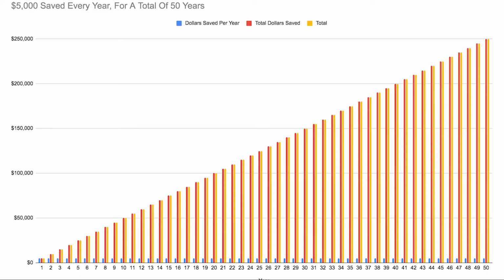So in the first scenario, if you save $5,000 every year for a total of 50 years, you would have invested $250,000 out of pocket. And again, at a 0% interest rate, you would have saved $250,000.